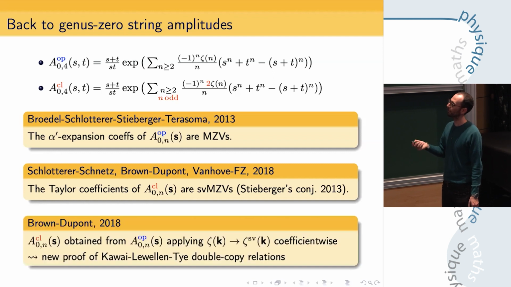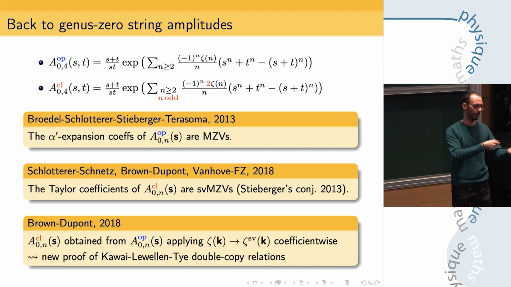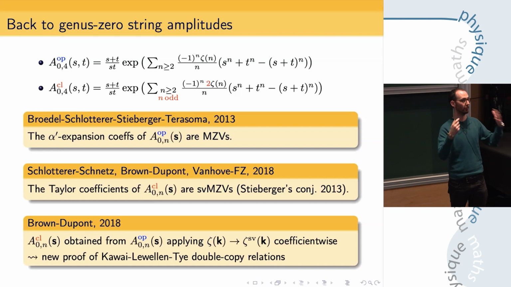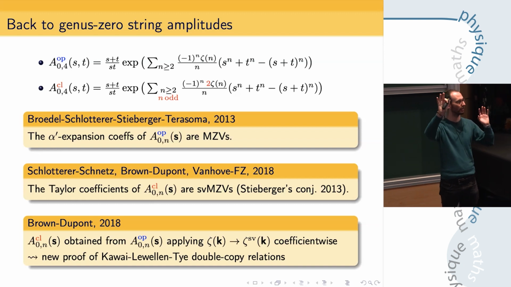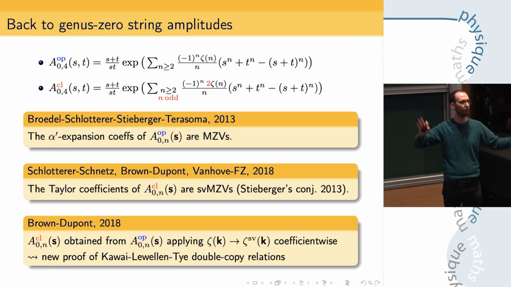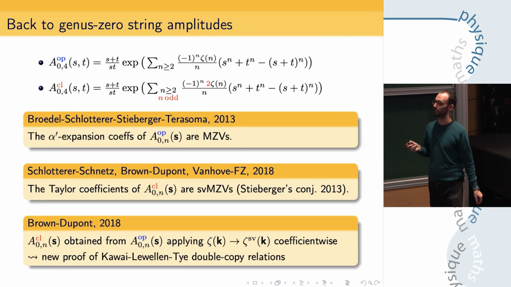You can prove more with those. And in fact, it was proven by Brown and Dupont with these methods that you can really go from open to closed string amplitudes by applying this map coefficient-wise. To prove that, they proved the analogous statement for motivic periods. So they found that closed string amplitudes as motivic periods are the single-valued version of the open string amplitudes as motivic periods. They defined motivic amplitudes and then proved everything in the realm of motives.